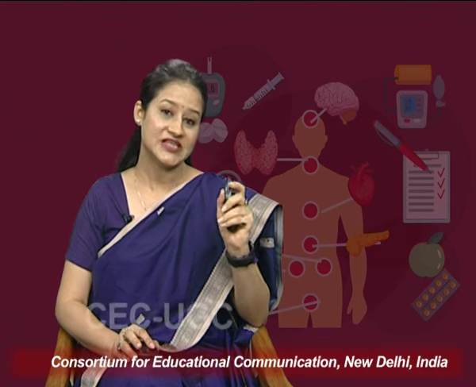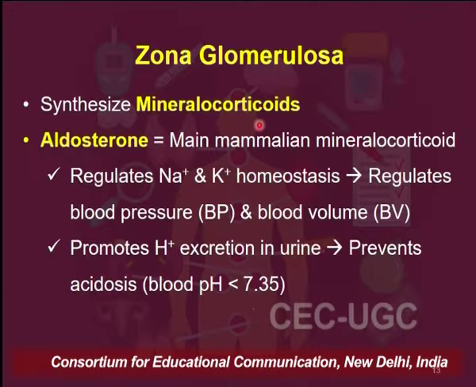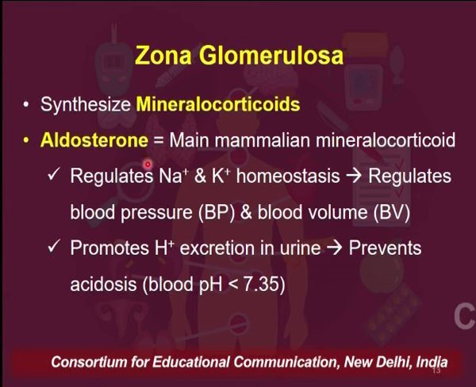So the cells of this region synthesize mineralocorticoids. The major mineralocorticoid in mammals is aldosterone, which, as its name suggests, regulates mineral balance in our body. So it is responsible for the regulation of sodium and potassium balance in the body, and thereby it regulates our blood pressure and blood volume. Besides, it promotes hydrogen ion excretion in the urine, and by doing this it prevents acidosis, that means blood pH less than 7.35.